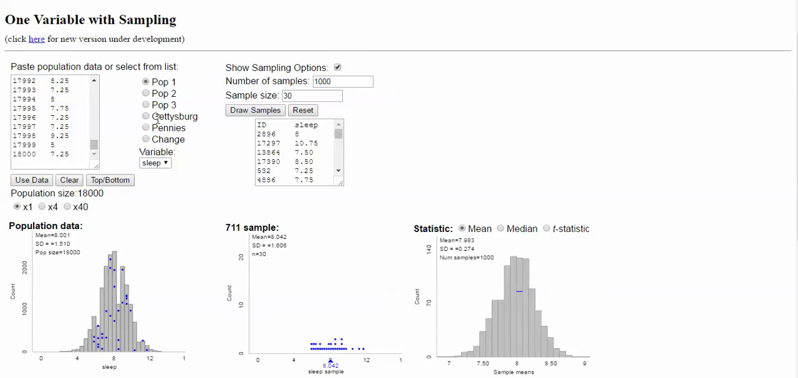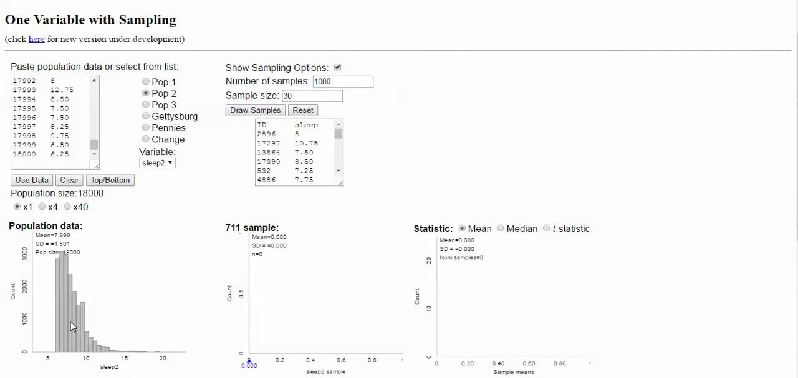Now, what if we switched to a different population? What if we switched to a skewed population, like this one right here? This is a skewed population because most people in this population are getting lower amounts of sleep. There's fewer people who are getting higher amounts of sleep. Let's do the same demonstration over again, but with the skewed population. So let's look at 1,000 combinations of 10 people.